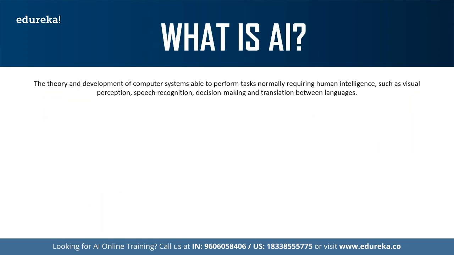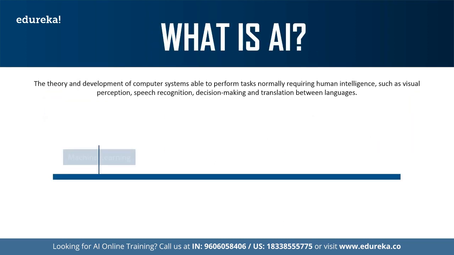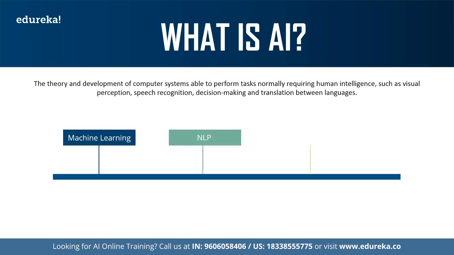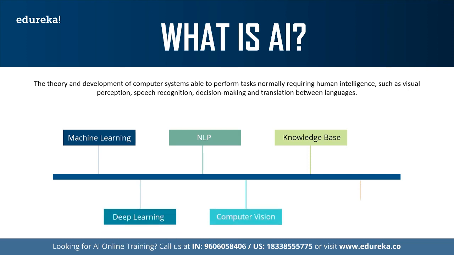So next, what is AI? The theory and development of computer science able to perform tasks normally requiring human intelligence. So AI is something where the algorithms behave or take decisions as a human would when it comes to visual perception, speech recognition, decision making, and translation of languages.